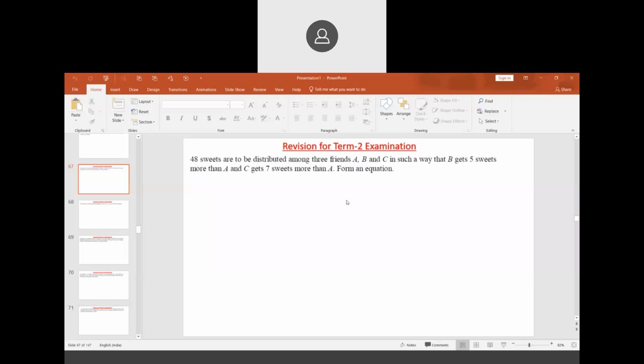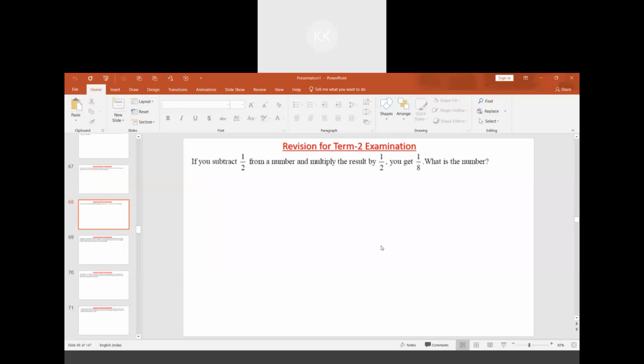Yeah, this was the last question: 48 sweets are distributed among friends. We shall see some more important questions. We shall not solve all the questions, only the important ones I have taken.